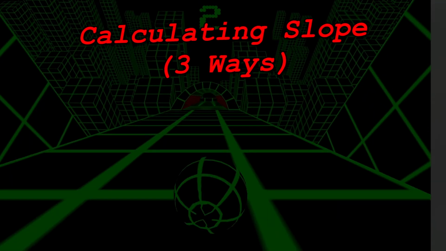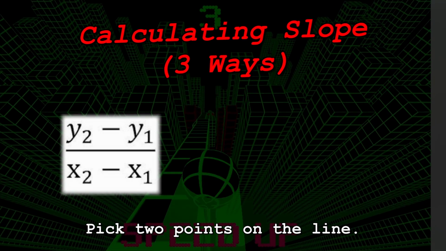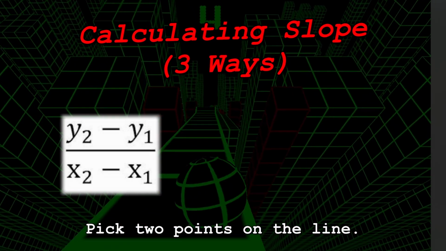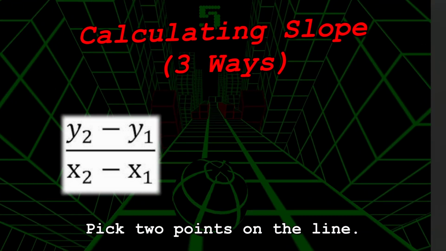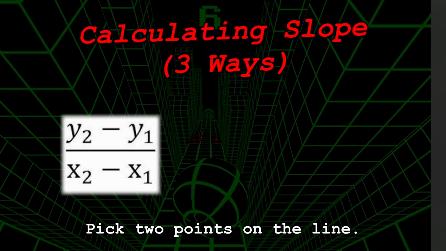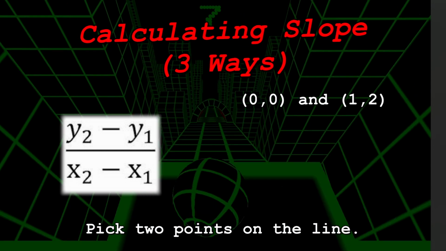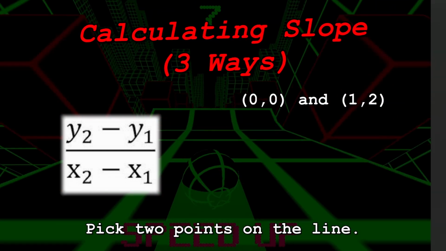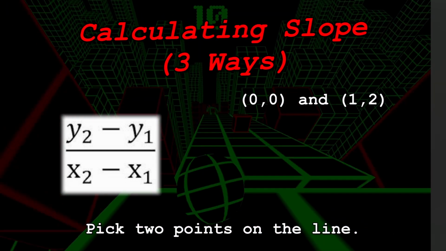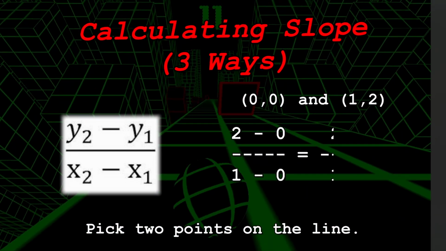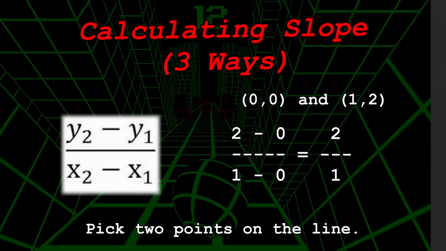And then the second one is y2 minus y1 over x2 minus x1, finding the slope from 2 points on the line. So for example, let's say one of my points is (0, 0), and the other one is (2, 1). Well, 2 minus 0 is 2, and 1 minus 0 is 1, 2 over 1.